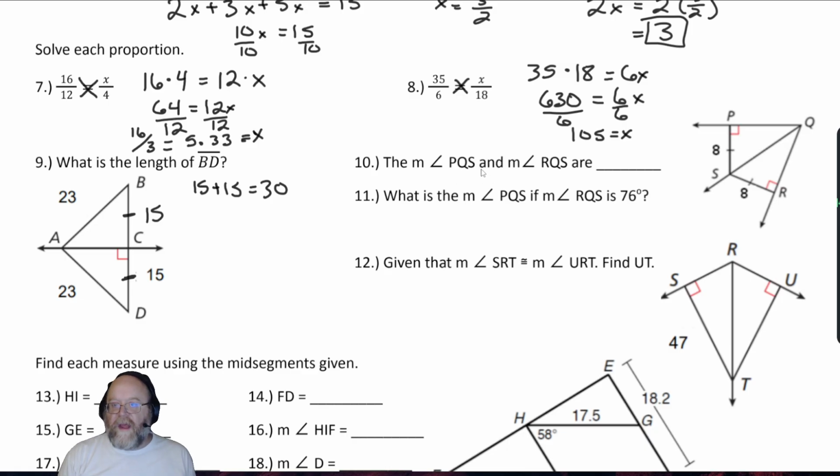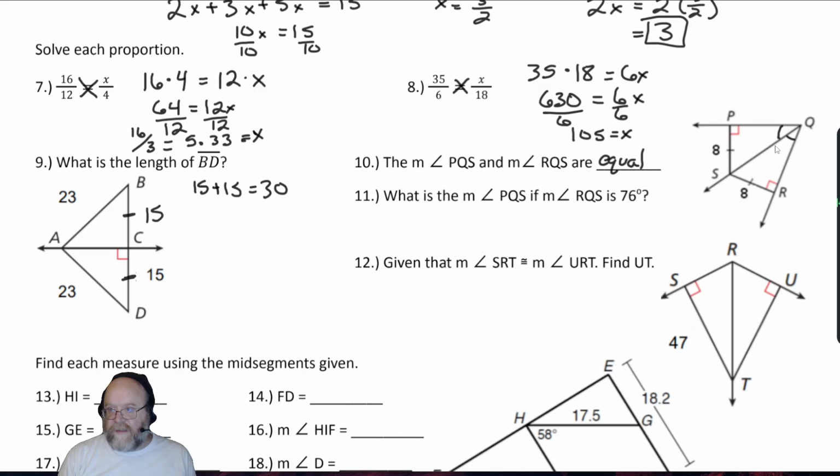So PQS is this angle. The measurement of PQS and RQS are... I don't know. So we know these are 90-degree angles. We don't really know what they are, so I guess we'll just say are equal. I guess that's what it's saying. It's testing us to see if we know what's going on.